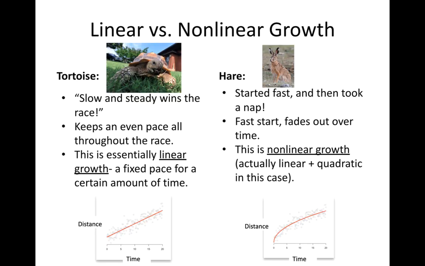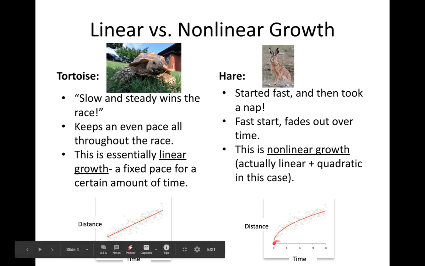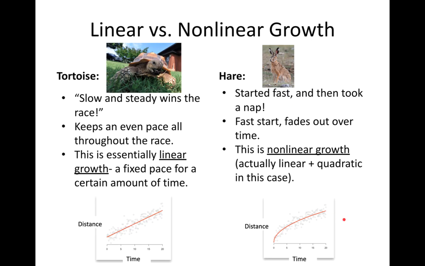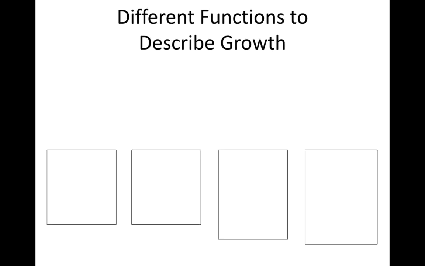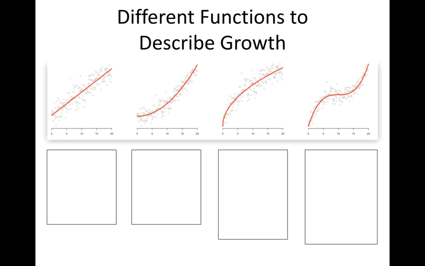And so the visual of that kind of looks like this. The hare here starts really, really fast. So it's almost like an exponential curve, and then starts to fade out over time. And so that is nonlinear. So that's nonlinear growth. It's not the only kind of nonlinear growth that you can have, but it's a common one. So there are actually a number of these types of functions that are used to describe growth.